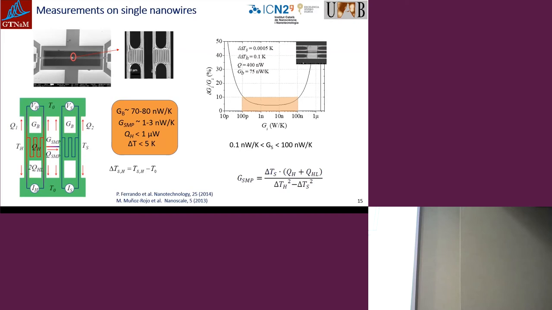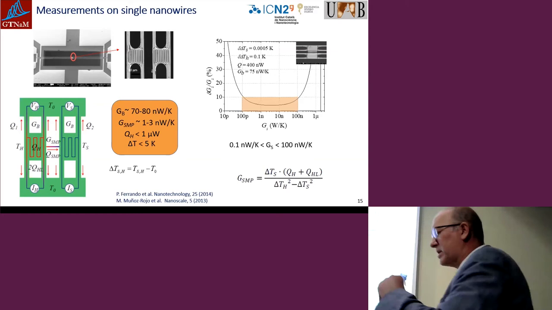So we know all these parameters, we measure the temperatures, and we have to measure them with high resolution. So we do the measurement in frequency, with the 3 omega voltage, and by doing quite sensitive measurements here, we can get a good measurement of the thermal conductance of the nanowire.